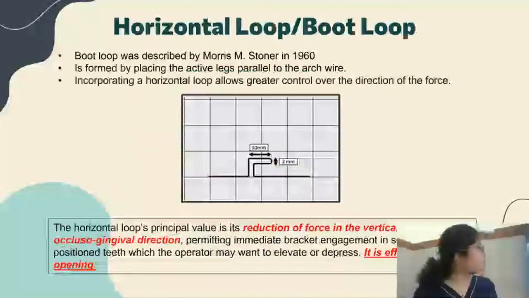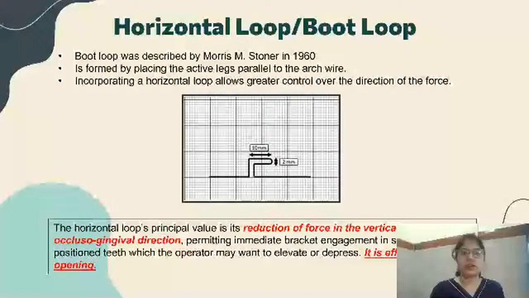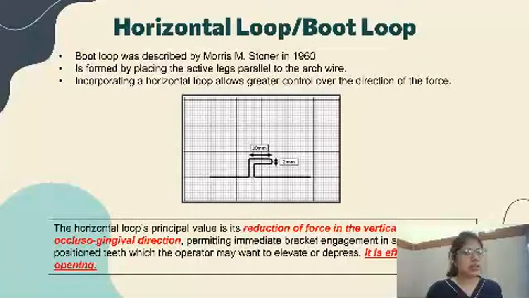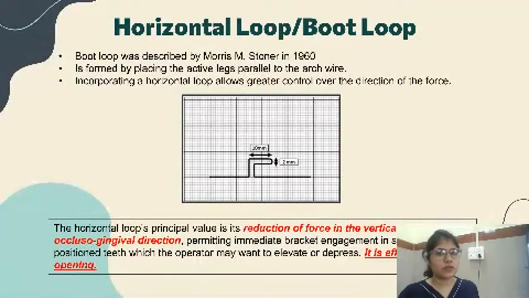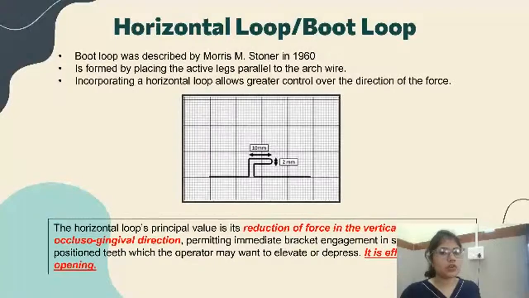Then second is horizontal loop. Boot loop was described by Morris M. Stoner in 1960. It is for flex parallel to the arch wire. Incorporating a horizontal loop allows greater control over the direction of the force. The horizontal loop's principal value is its reduction of force in the vertical plane or occlusal gingival direction, permitting immediate bracket engagement in severely positioned teeth, which the operator may want to elevate or depress.